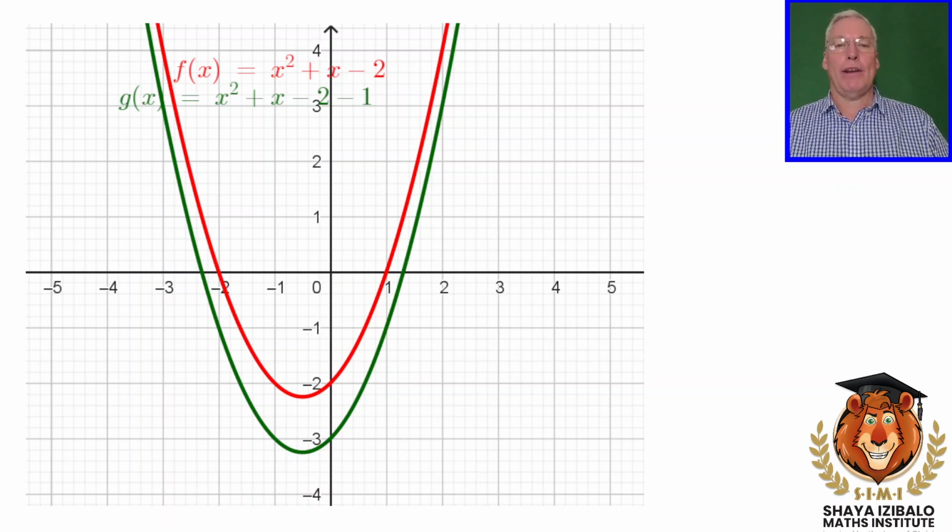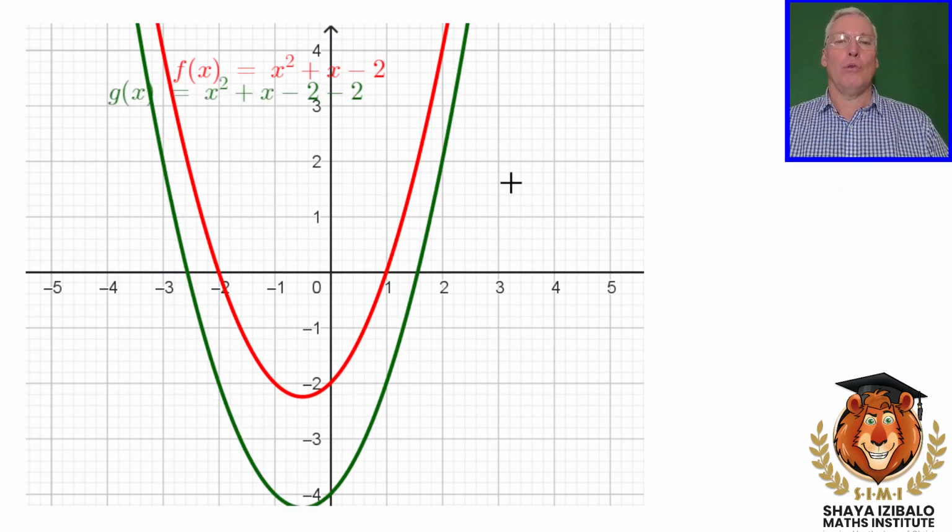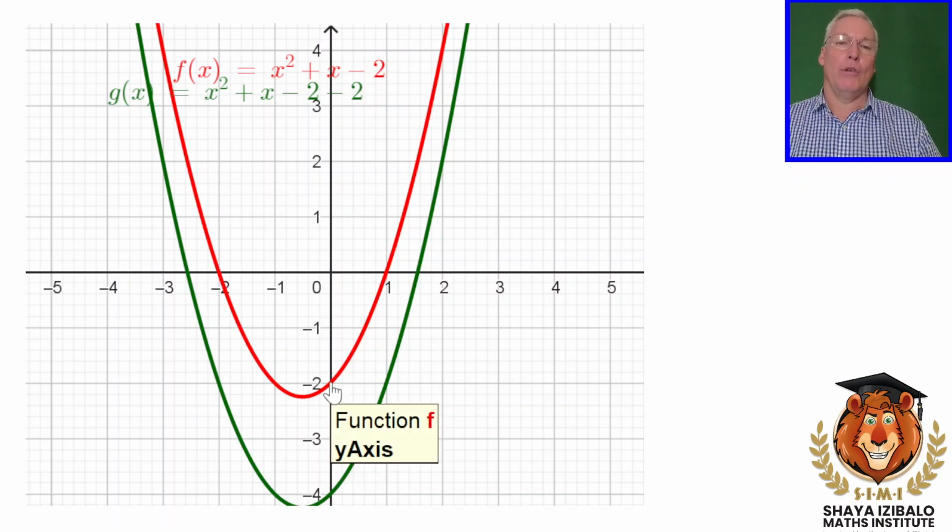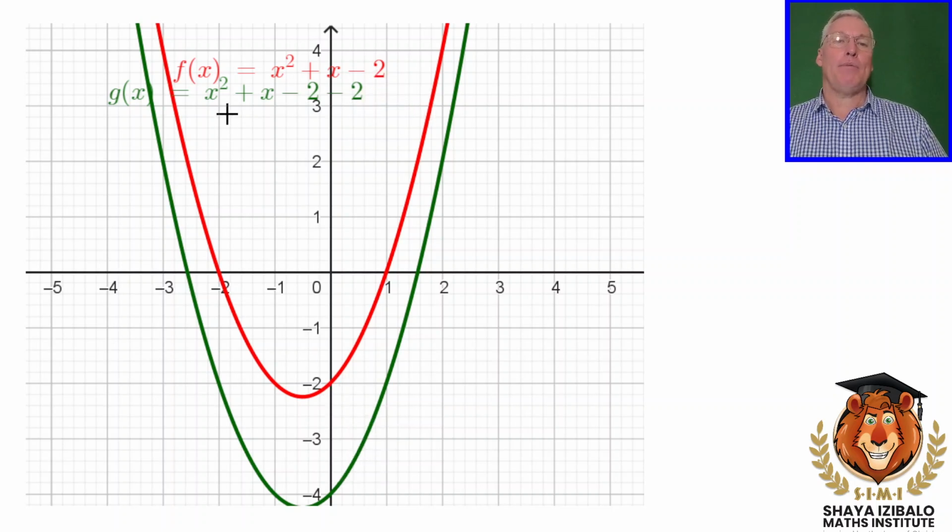If we were to subtract 2, it would go down 2, right? Every point has dropped down by 2. Just remember how we would find the y-intercept of a graph. We would find the y-intercept of the red graph by letting x be 0 in this equation. If we let x be 0 in this equation, we get minus 2. But if we let x be 0 in this equation, we get minus 4. And we can see that's our y-intercept. The graph has dropped down by 2.